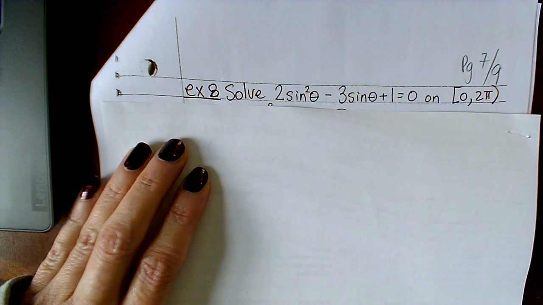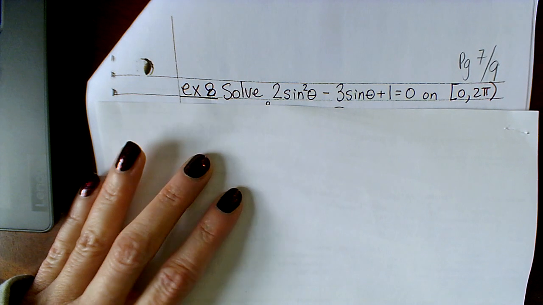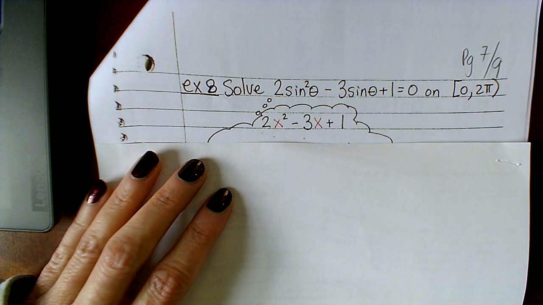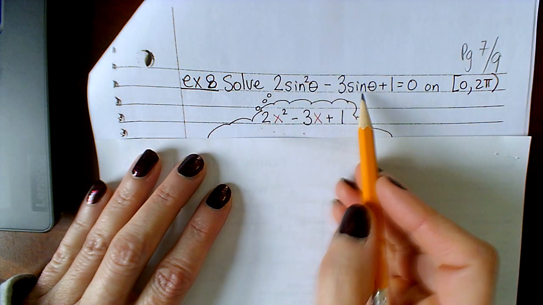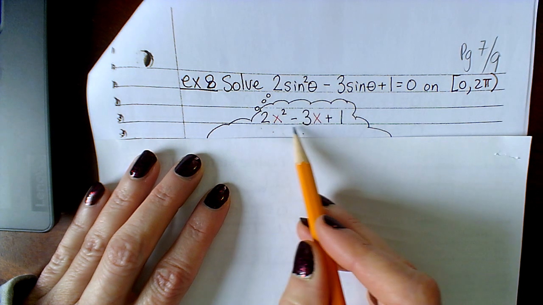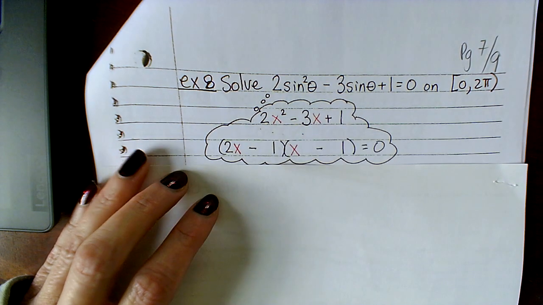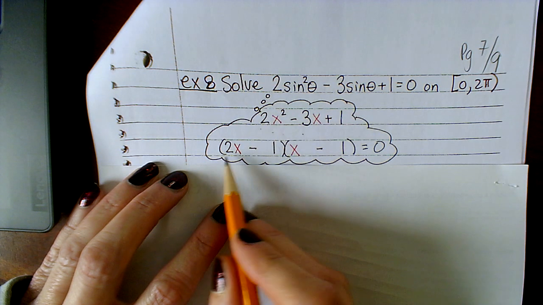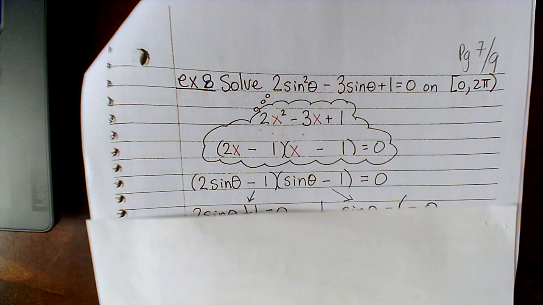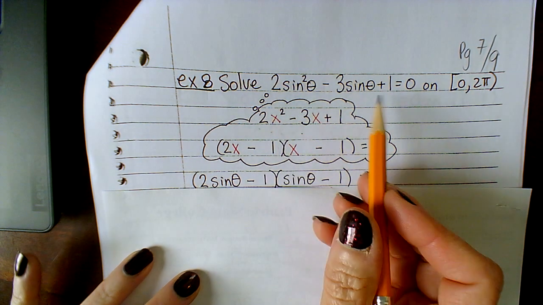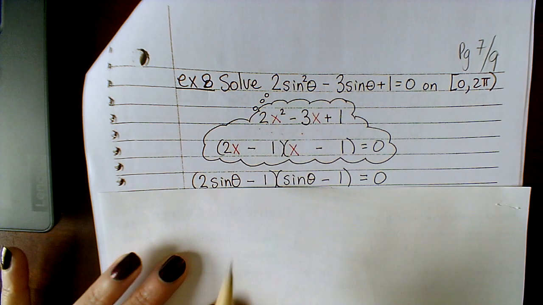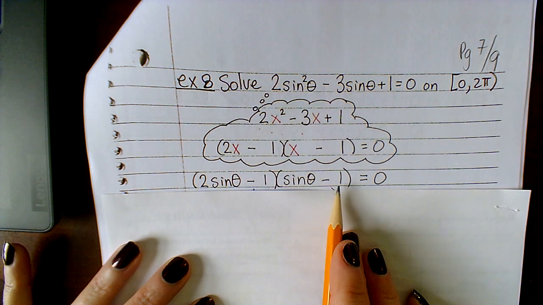Example 8, we're going to solve 2 sine squared theta minus 3 sine theta plus 1 equals 0. This one has a quadratic feel to it, so that's how we're going to look at it. All I did was replace the sine function with x so that this looks more like 2x squared minus 3x plus 1, which we know will factor into 2x minus 1 and x minus 1. Because I replaced sine theta with x, putting the sine thetas back in there, this will factor into 2 sine theta minus 1 and sine theta minus 1.